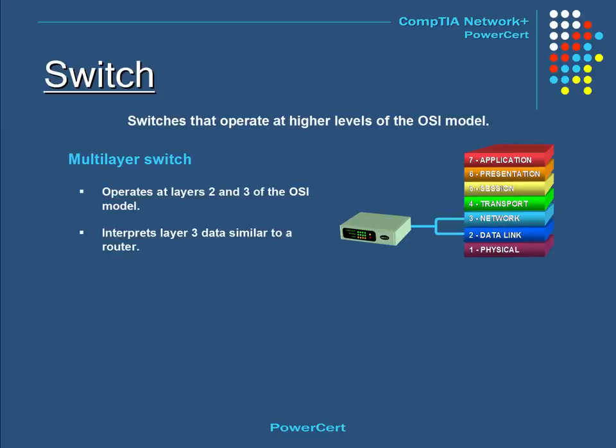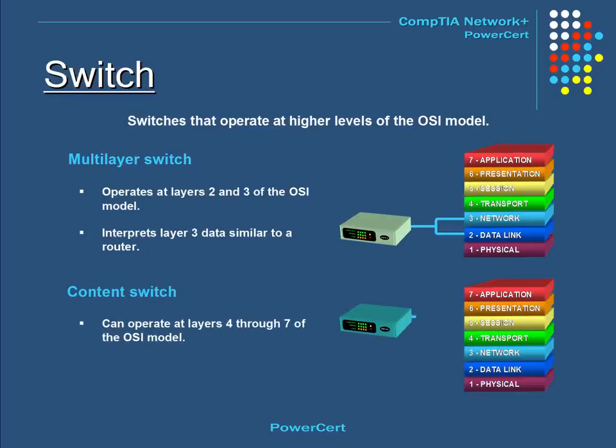And another type of switch is called a content switch. A content switch can operate at layers 4 through 7 of the OSI model. This type of switch can perform load balancing and advanced filtering, and these switches are also very expensive.